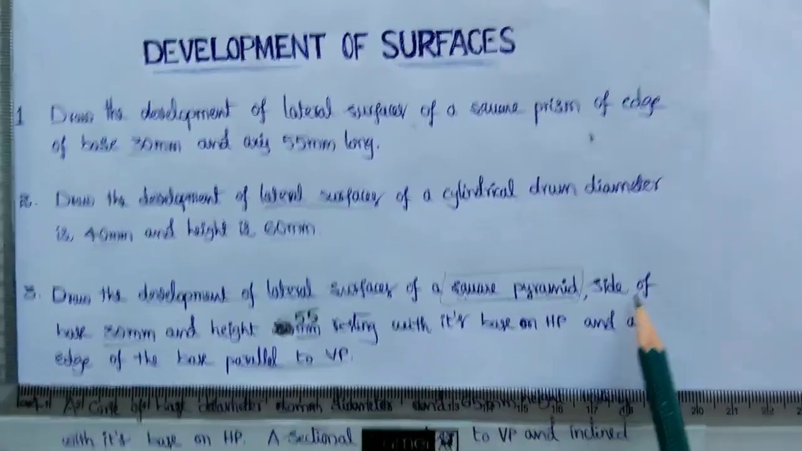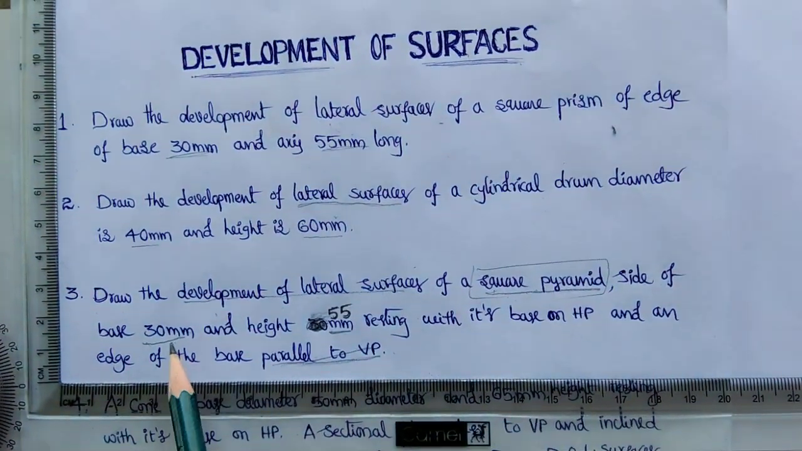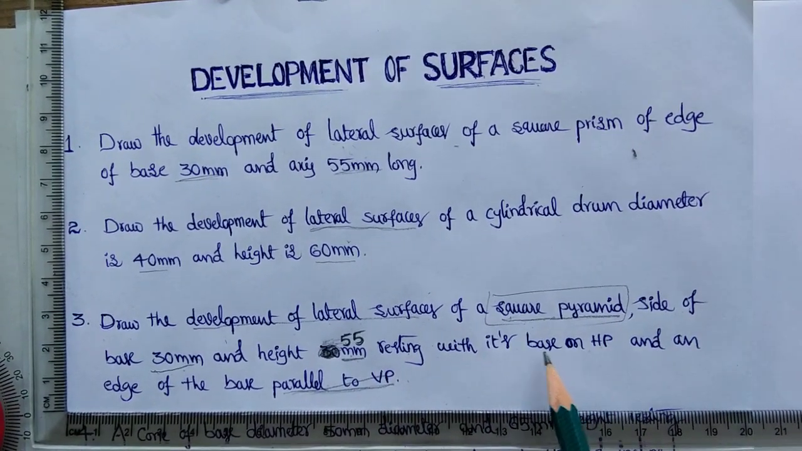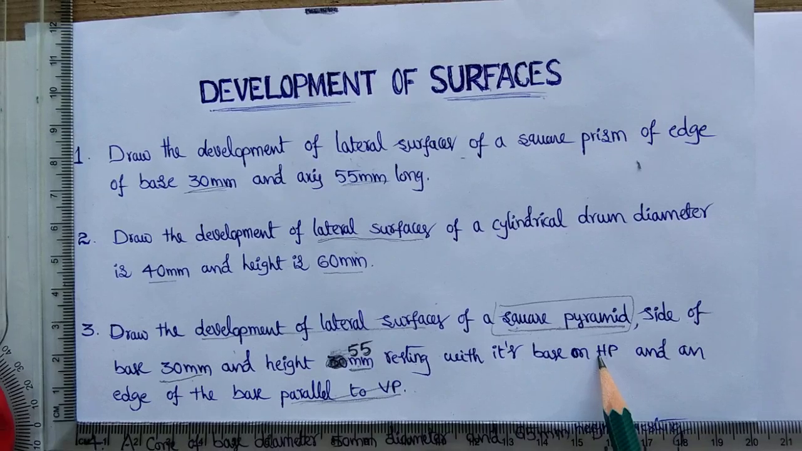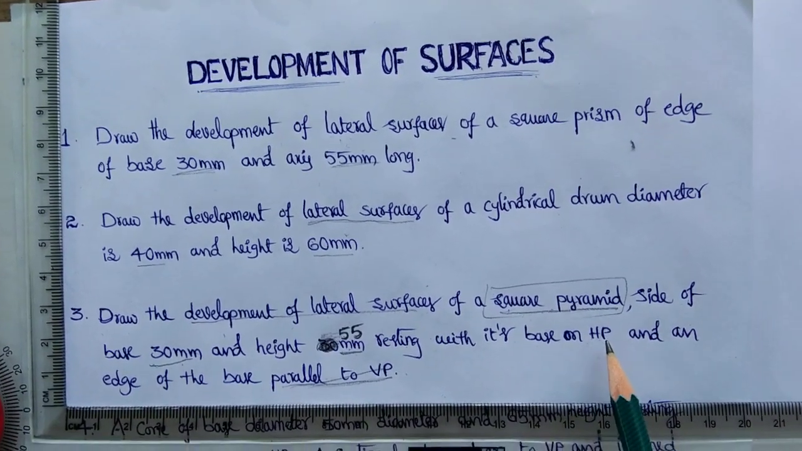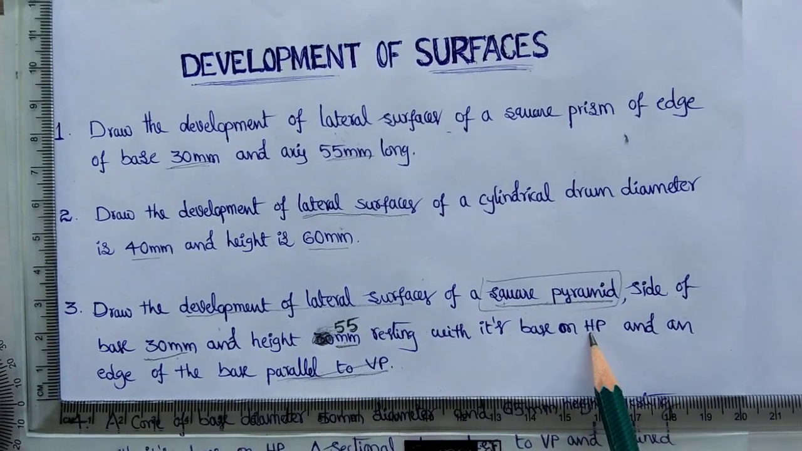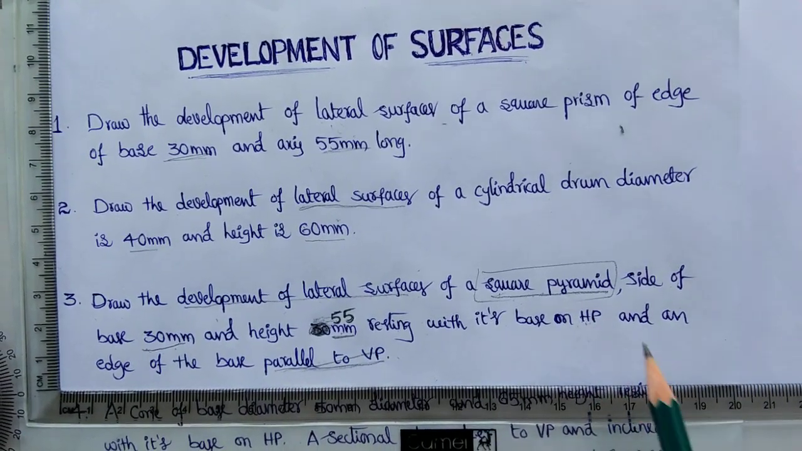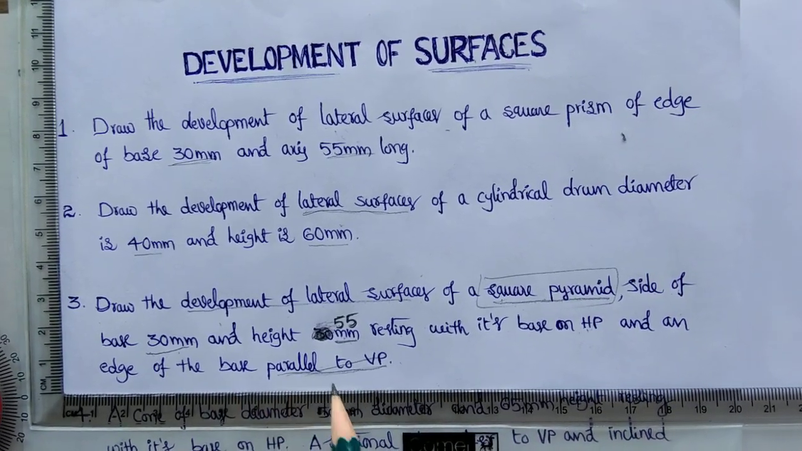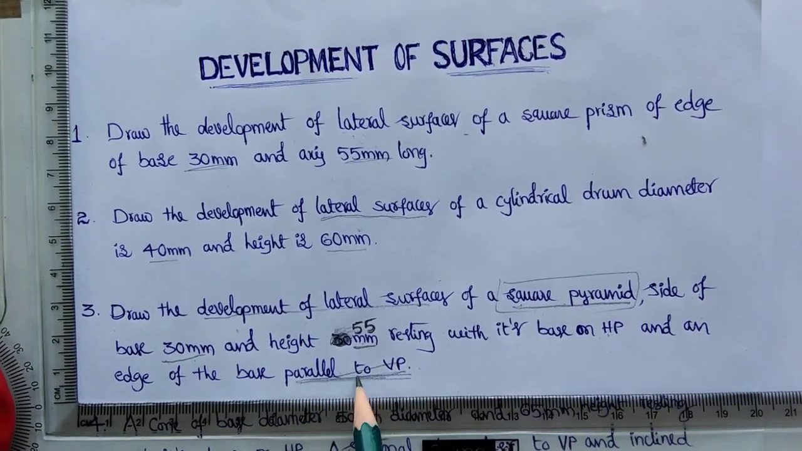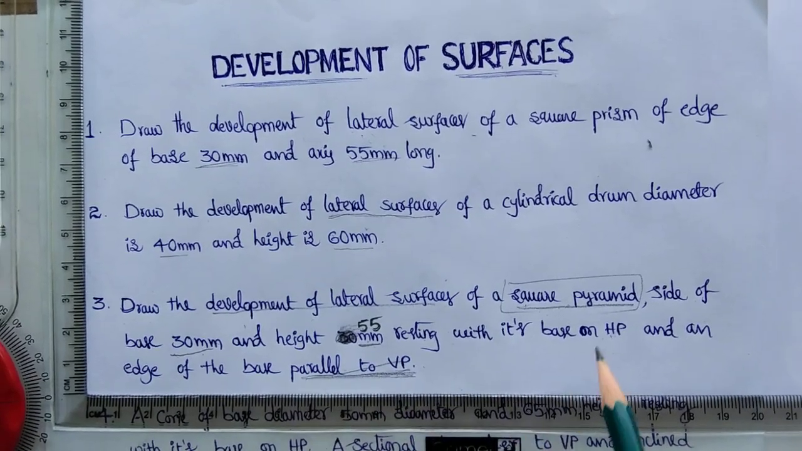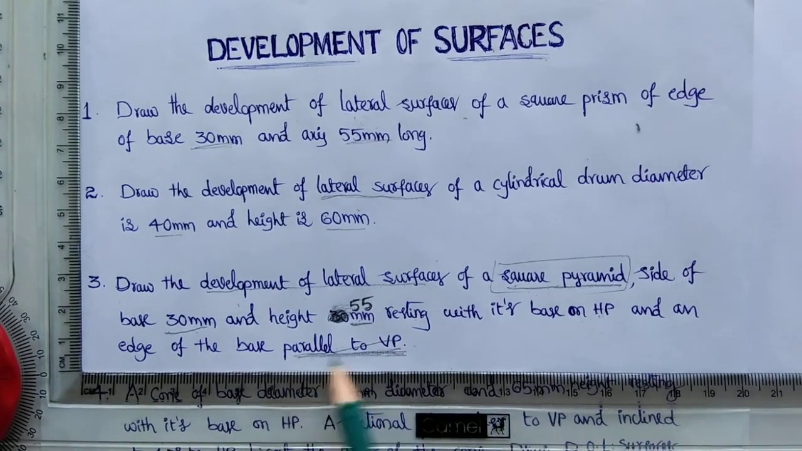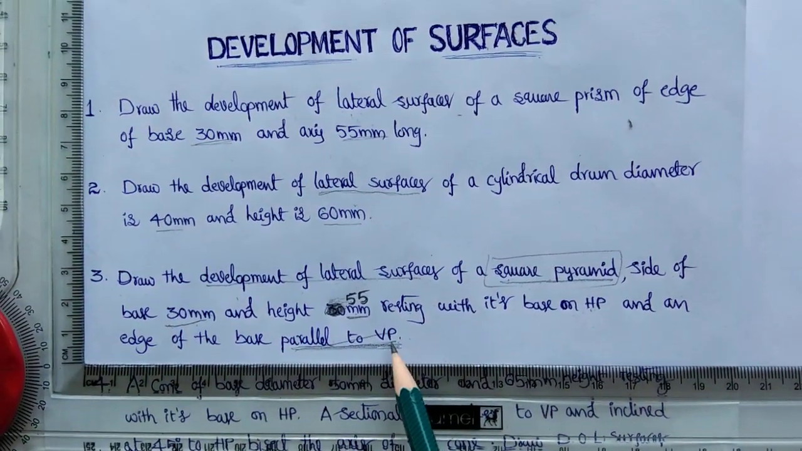We can see the dimensions: side of base 30 mm and height 55 mm, resting with its base on HP. That means the object is located on the horizontal plane, which means the axis is perpendicular to the horizontal plane. So in the top view we will get the true shape of the square, and an edge of the base parallel to VP, that is the condition. So we will get the true shape of the square in the top view. Similarly, we have to construct one edge parallel to the VP in the top view, that means parallel to the reference line.